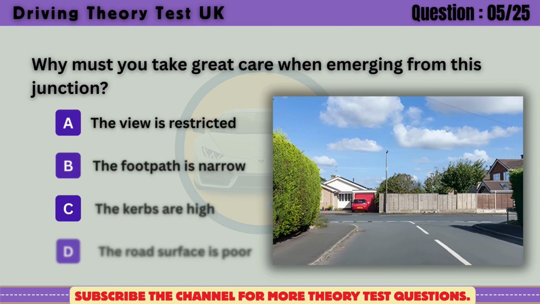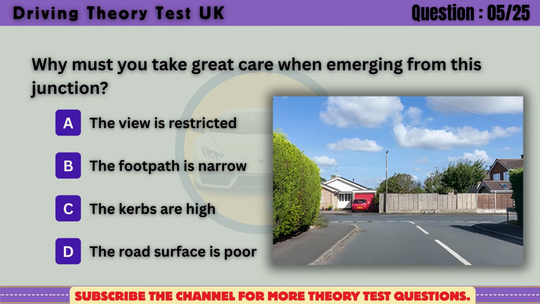Question 5. Why must you take great care when emerging from this junction? A. The view is restricted. B. The footpath is narrow. C. The curbs are high. D. The road surface is poor.